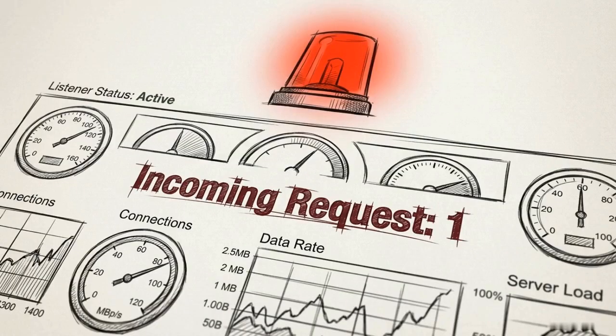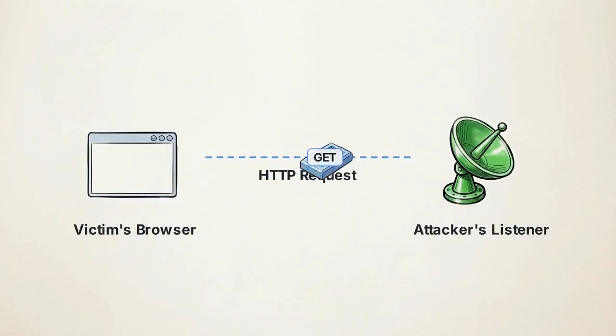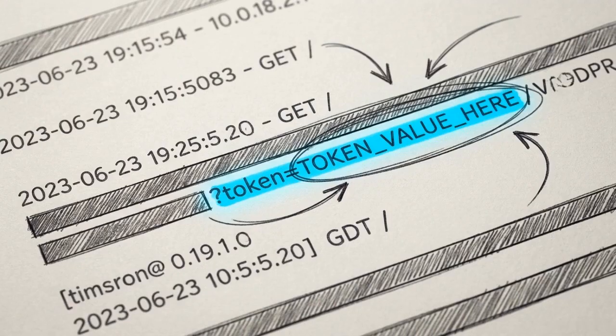We switch back to our custom listener interface to check for incoming traffic. We have a hit. The listener has captured an HTTP GET request from the victim's browser. A GET request is a standard web method used to request data from a server. Within the captured GET request URI shown here, we can see the result of the injection. A URI, or Uniform Resource Identifier, is the string used to identify a resource on a network.